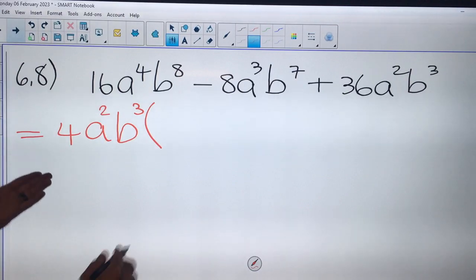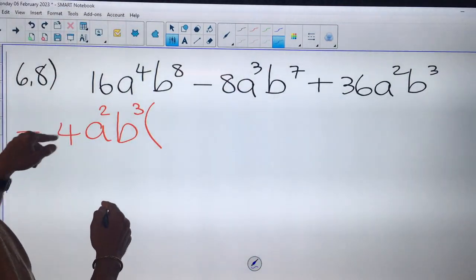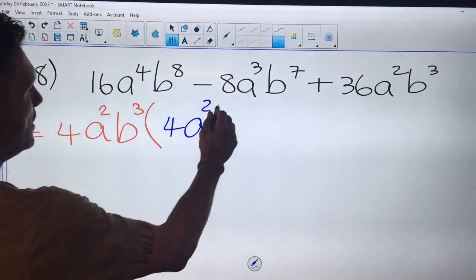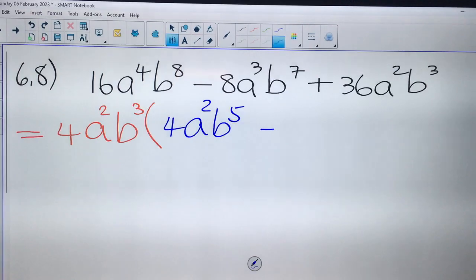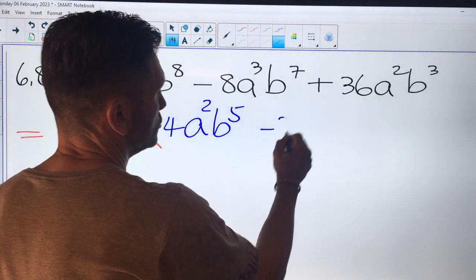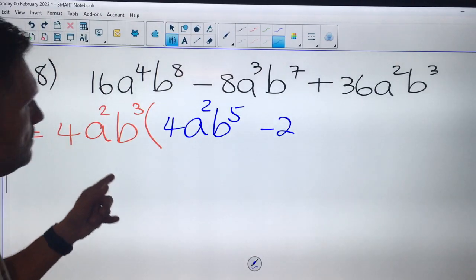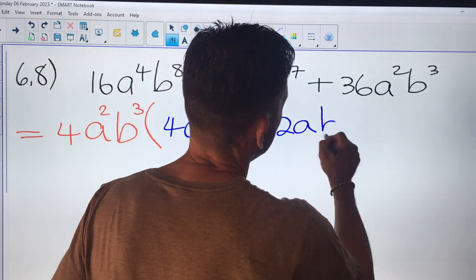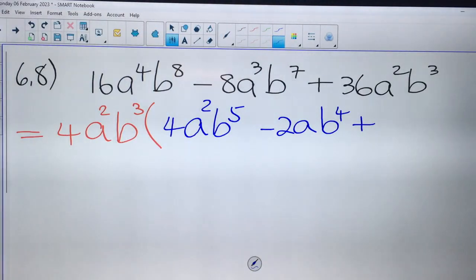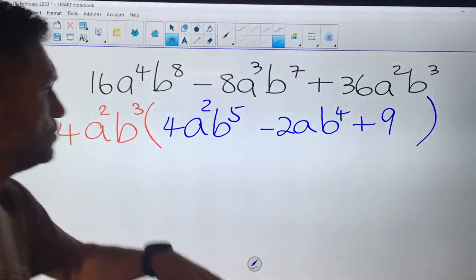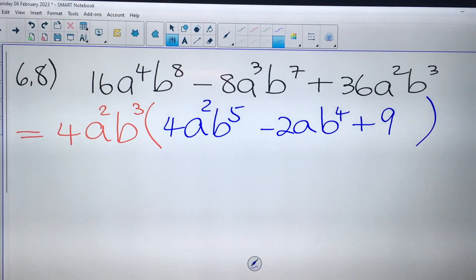And then once you have done this correctly, we can just check. 4 times, I need another 4 here. There's already an a squared, so I need another a. b to the power of 5 minus. 4 divides in, I'm left with 2 here. 4 times 2 will give me the minus 8. 4 times minus 2, and I'll be left with a and b to the power of 4. And then the last one, 4 divides into 36 nine times. We already have an a squared, b cubed, so that will be the final answer. So now a and b to the 9. Yes.